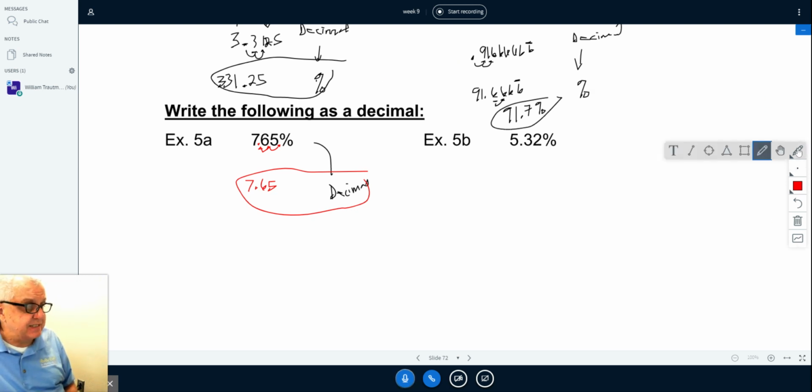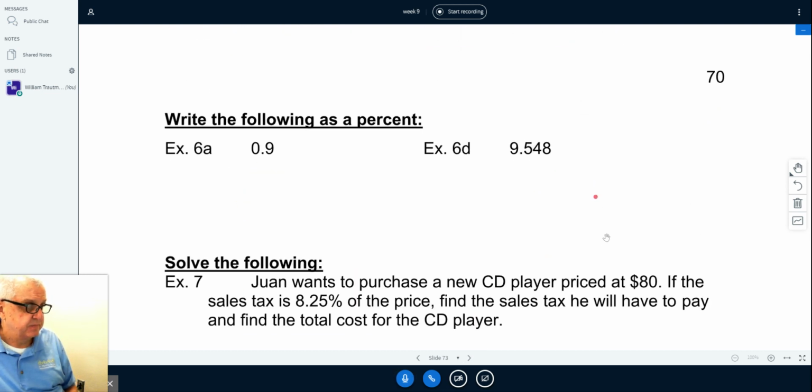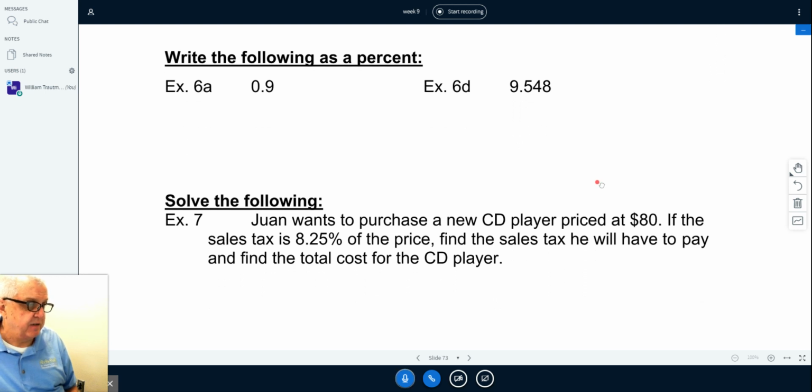So percent to decimal, just move the decimal 2 places to the left. All right, let's go to the next page. We have more.